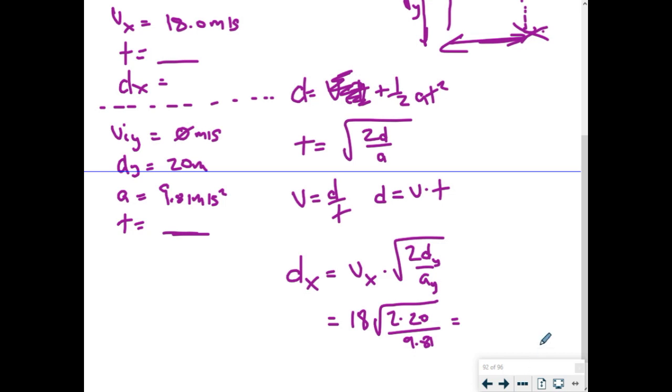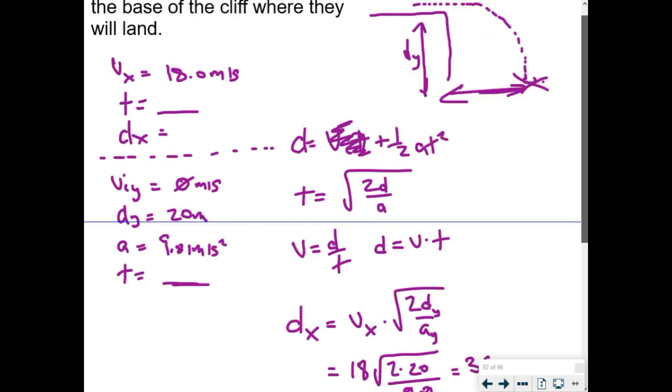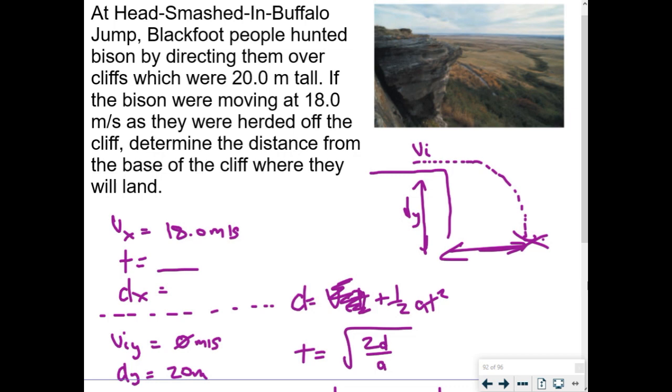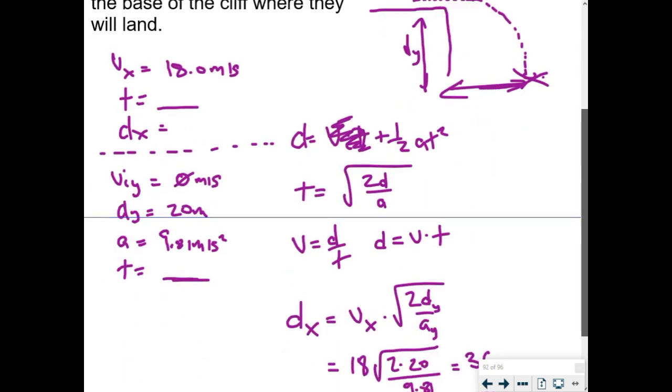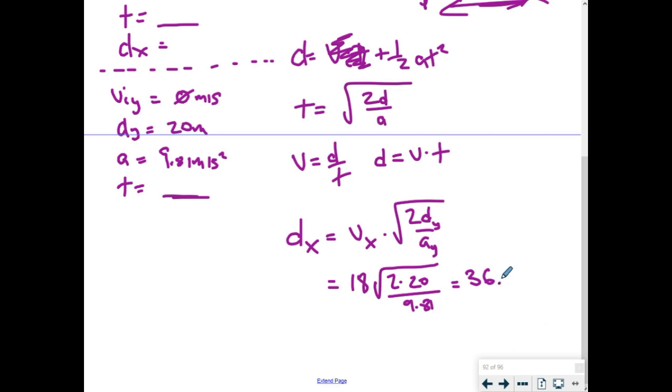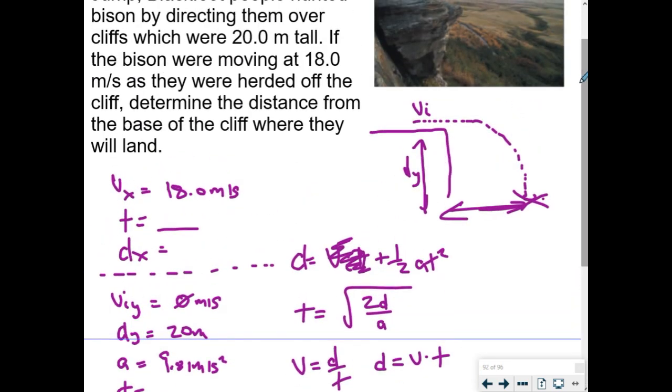All in one fell swoop, I got this number here. And with sig digs, I think it's 36. I'm just going to check my sig digs. Oh, I get 3 sig digs. Scroll back down here. 36.3 meters. And there. So hopefully you were able to do that before I did. If you didn't, hopefully my explanation makes sense. It's the exact same question as the one beforehand. We've now solved for how far away from the cliffs these bison landed when they were herded off. So again, if you have questions, let me know.